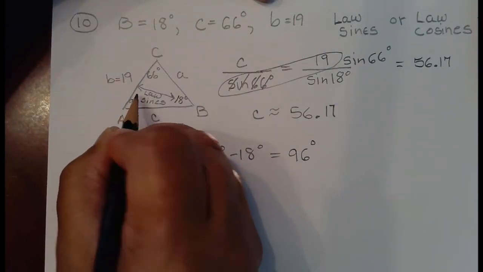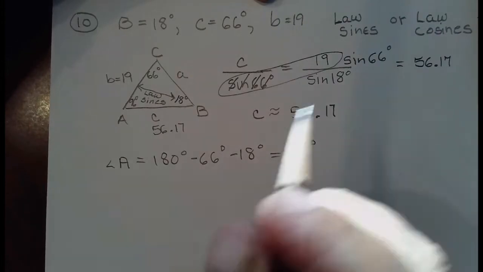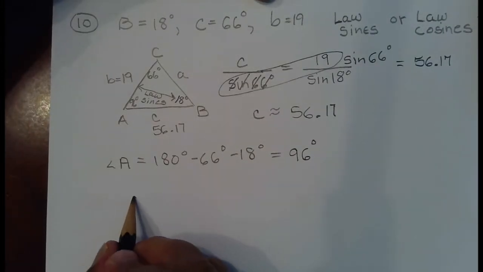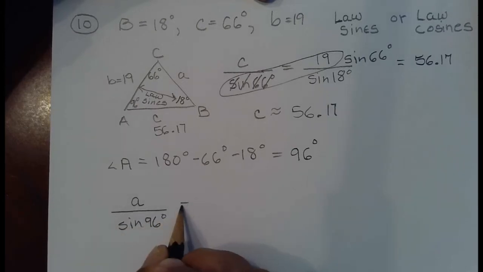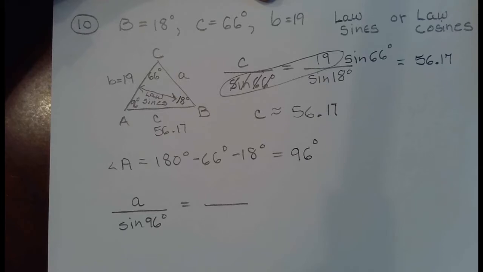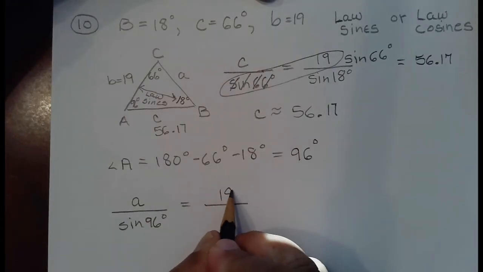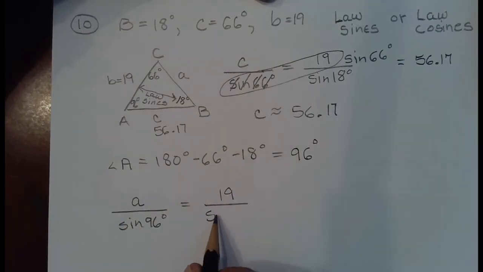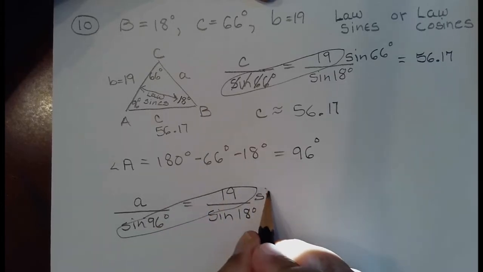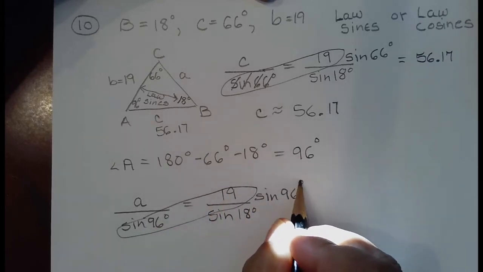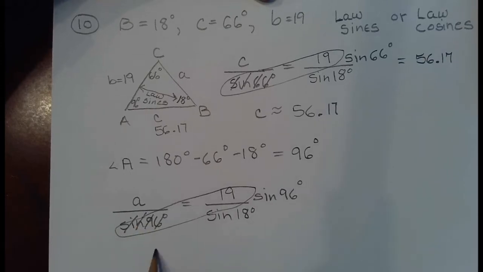Then if you want to do side A, then you can go back to law of sines. You can go side A over the sine of 96 degrees, and then you can choose any other pair that you want because we have all complete pairs at this point. I'm going to use the B pair, so I'm going to use 19, we're doing sides at the top, over sine of 18 degrees. Okay, I'm going to cross multiply this sine of 96 right. That gets it out of the denominator and allows you to isolate for side A.